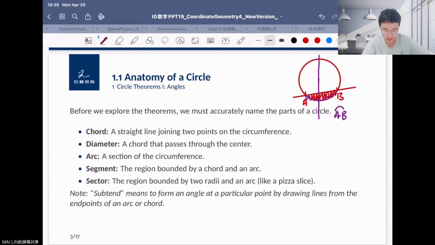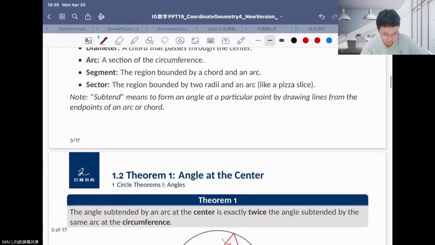And for a sector, it is a region bounded by two radii and an arc. So here, because the center is O, OAB is a sector. So here is a sector, okay? That is how we understand these several words. After that, we will build a fuller and clearer understanding of this.